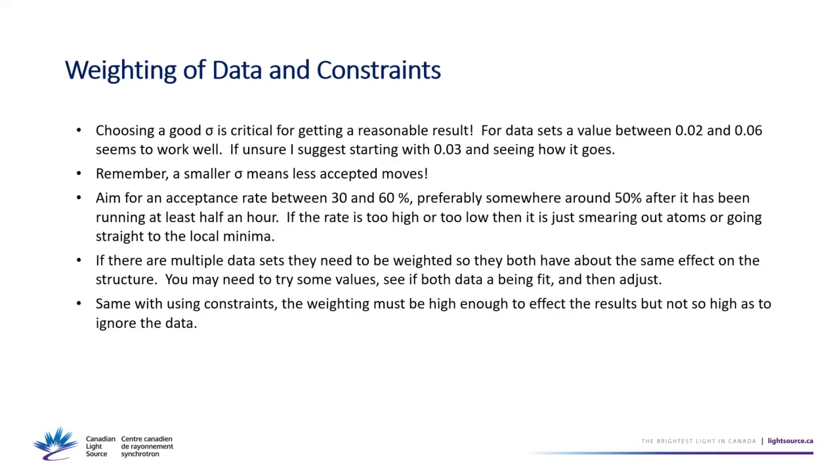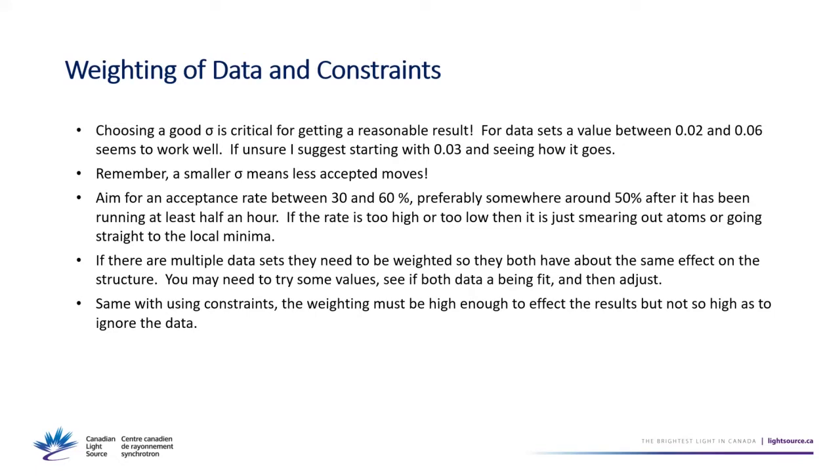So as I mentioned before, this sigma value is critical for getting a reasonable result. Because if you have a very large sigma, you're just going to accept all the moves and then you're just smearing atoms out and you're not fitting data, and the RMC is really not doing anything. If you have a very small sigma, then you're just going straight to the local minimum, and you're just doing kind of a least squares refinement, and you're not really doing anything. So you need to get something where you're accepting a reasonable amount of moves. So you want to be accepting the right amount of poor moves that you're still progressing towards a better fit, but you're also getting out of local minimum.